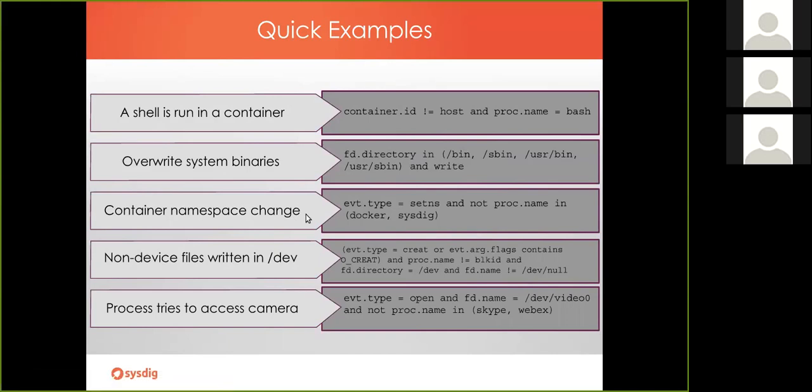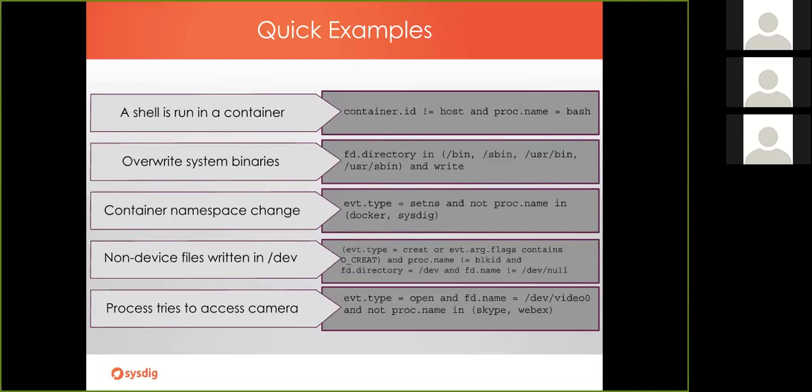If someone inside a Docker container is trying to jump outside and is doing funky things with the namespaces, for example, changing namespaces, we can also trigger an alert. So if there is an event that is doing a set namespace, and the process name is not Docker or Sysdig, which are the only allowed tools that should be doing that, trigger an alert.